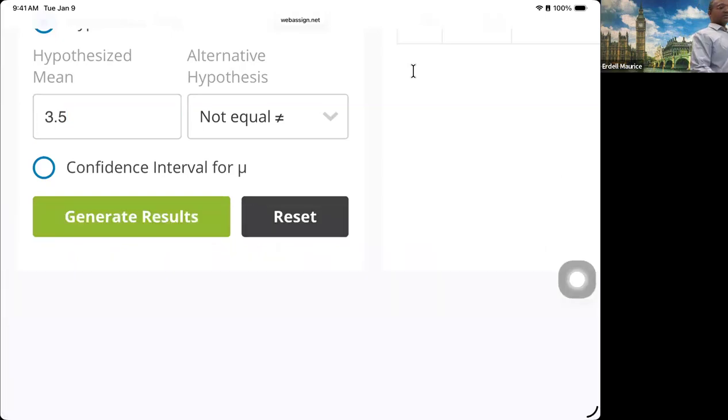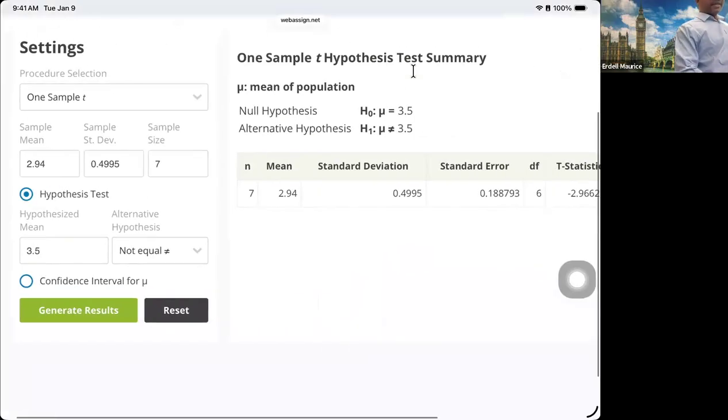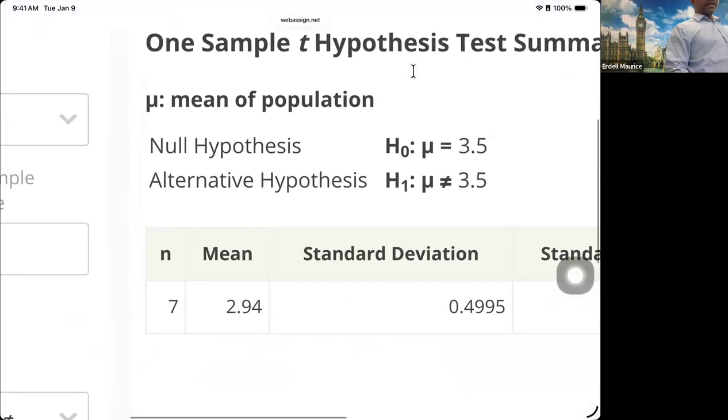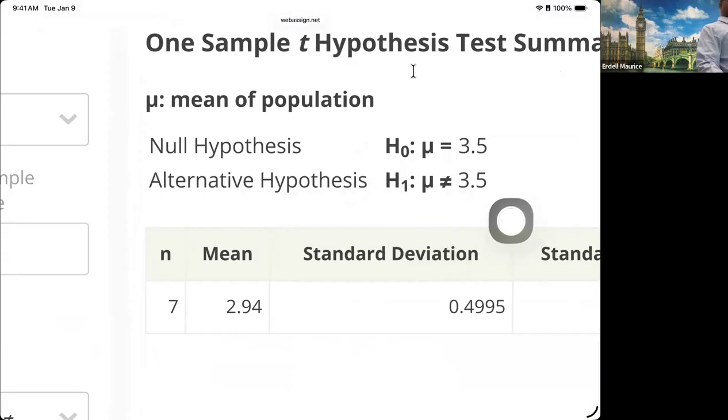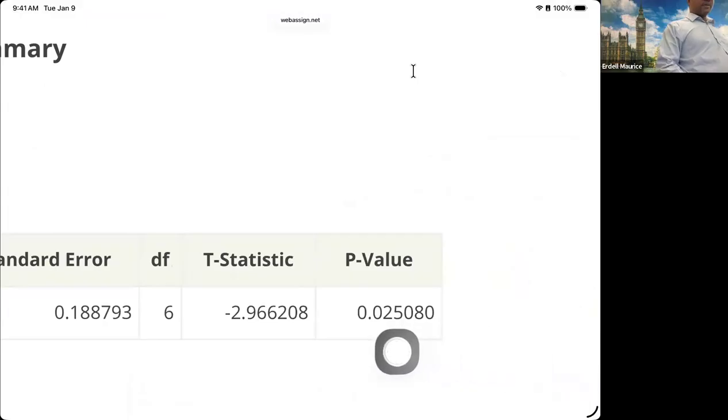Questions? Then all I have to do is generate the results right here, and then I just have to read this. Again, always double check your null and alternative hypothesis. Mu is 3.5. Mu is not 3.5. There were 7 people in the study. And you can see right here, this is my p-value.